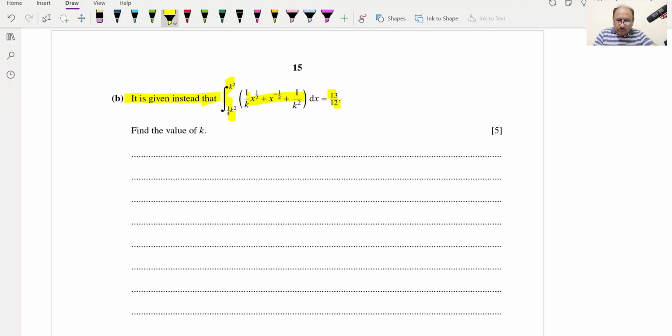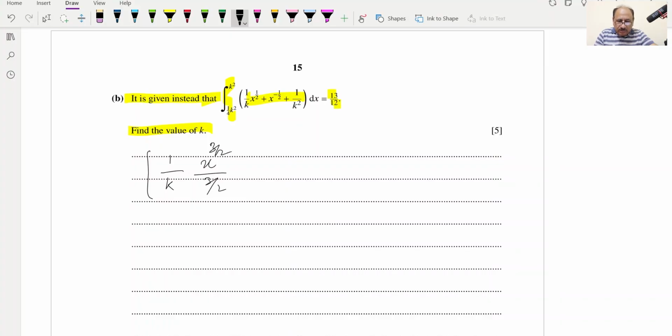Now the B part says it is given instead that this integral of this is equal to 13/12. Find the value of k. Now we have to integrate this. So the integral of this will be 1 over k constant as it is, and x raised to 1/2, we can write x raised to 3/2 over 3/2.